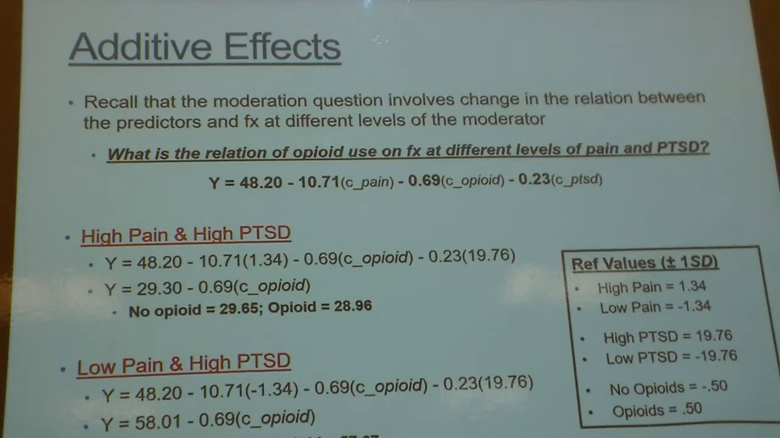I can throw whatever numbers I want for pain and PTSD, right? It doesn't change the nature of the relation between opiate use and PTSD, or opiate use and functioning, because it's going to be the same across each. It doesn't matter what values. This is constant, right? This is a constant relation.